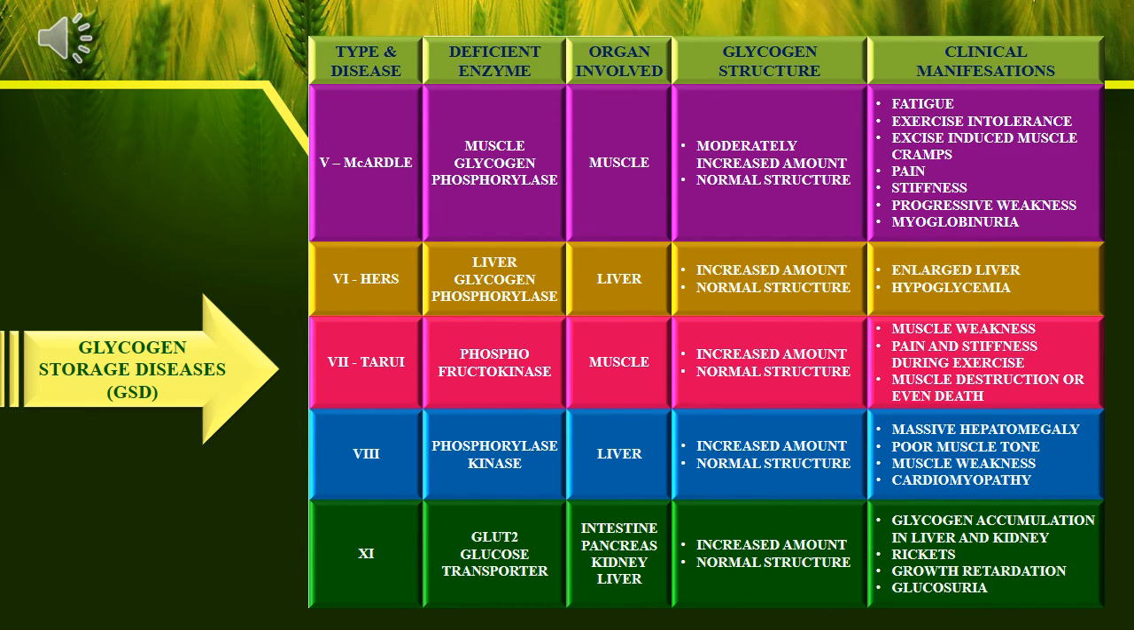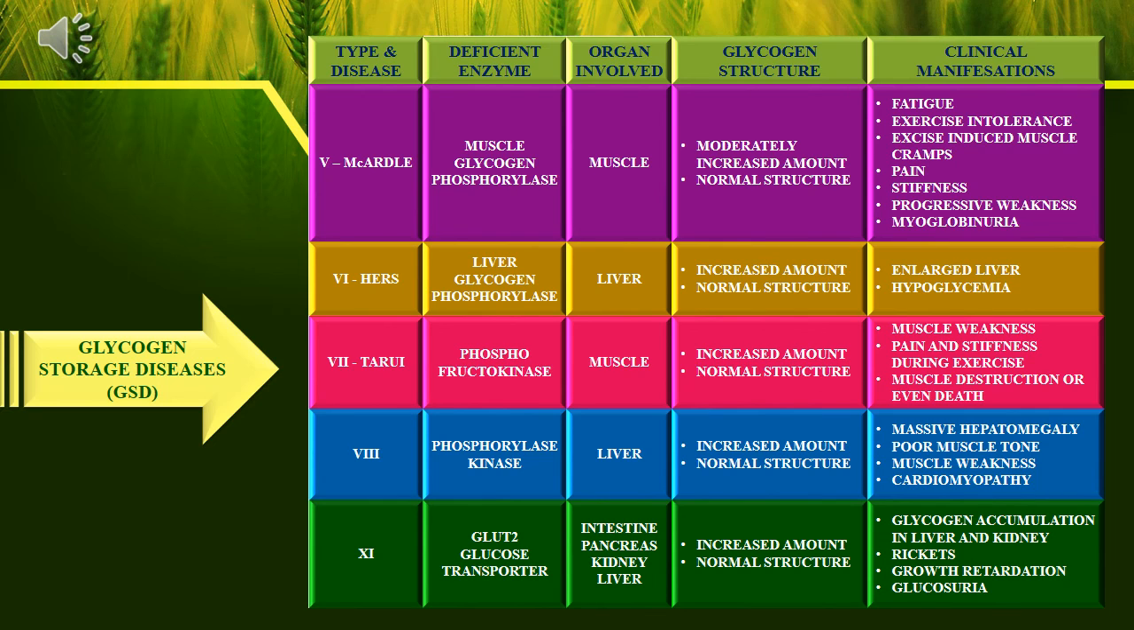This table also represents various types of glycogen storage disease. It is a continuation of the last one, where we have seen type 0 to type 4. Here it is continued with type 5 to 11. For the 9th and 10th, no clear ideas are given, so I have not mentioned them here.